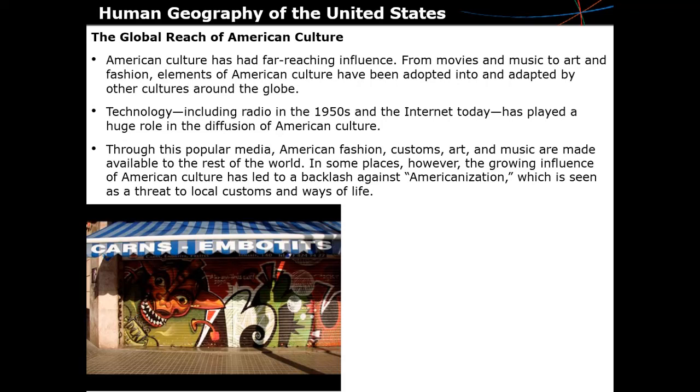And so it's just kind of something to think about. You don't always think about American culture as being something that could potentially be harmful. But there's kind of the pros and cons to it.